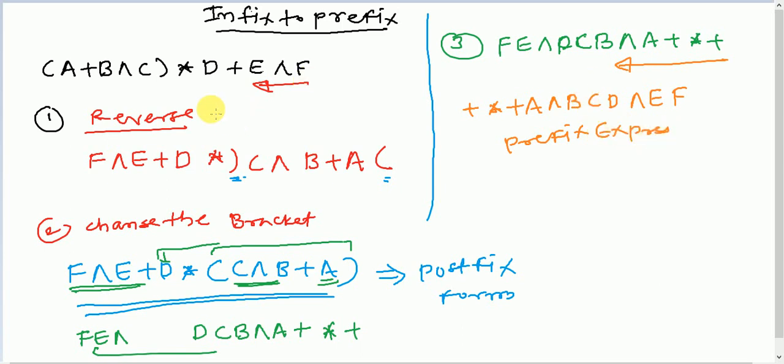What we have done: first of all we have reversed the string, then we have exchanged the brackets, then we have generated the postfix expression for the given expression. So yesterday we learned the postfix expression, and then whatever answer we got here for postfix, we reverse that particular postfix and we get the prefix answer for it. Okay, so all of you can note down. I'll give one example for you to solve.